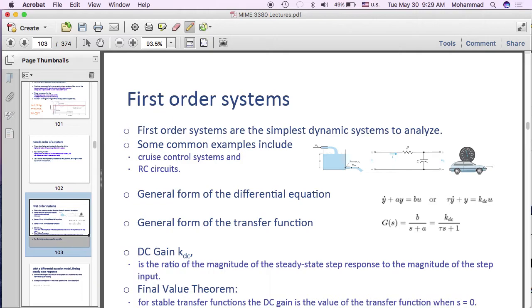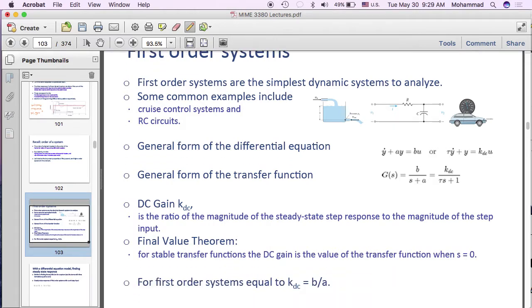So what I said was, in steady state, let me write it down. So in steady state, we know y dot is 0. So that tells you that y is equal to k_dc times u, which means k_dc essentially is y divided by u, the ratio of output over input. So it tells you what the ratio of output over input is.